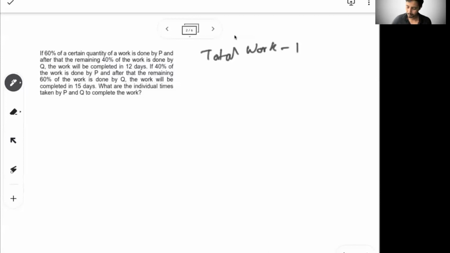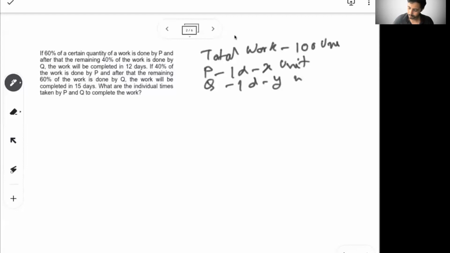So P in one day can do X units, and Q in one day can do Y units. I'm just assuming the individual capacities because there is no relation between P's per day and Q's per day, so I'm not getting the values individually. What I'm trying to get is total work is 1, or you can consider 100. Both should be the same. So if you consider 100 units, the total work is 100 units.